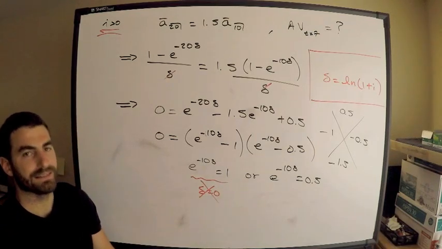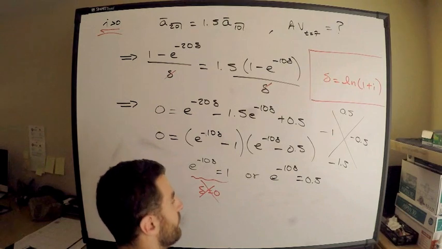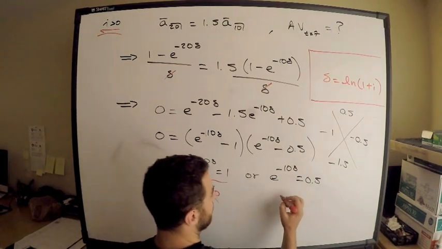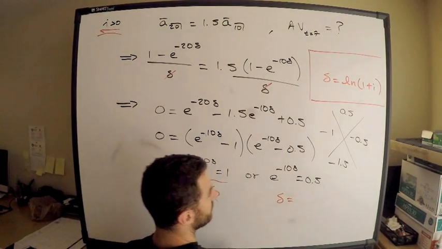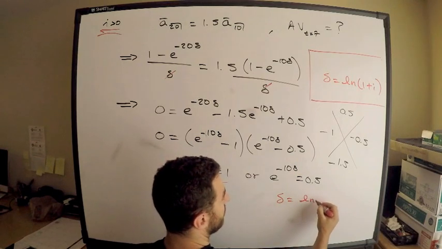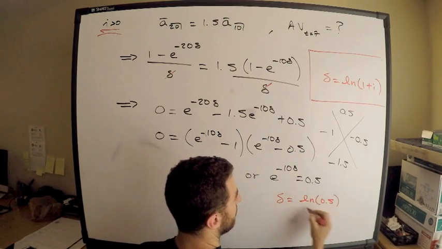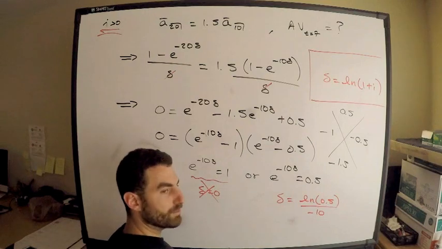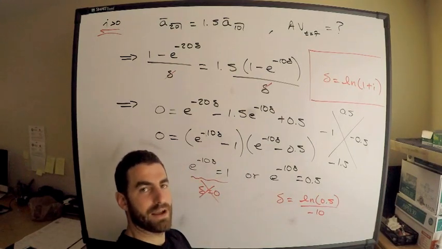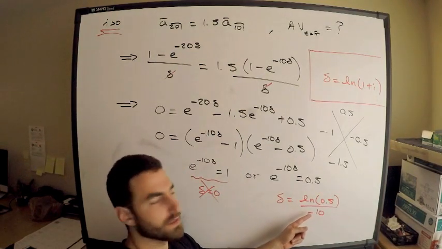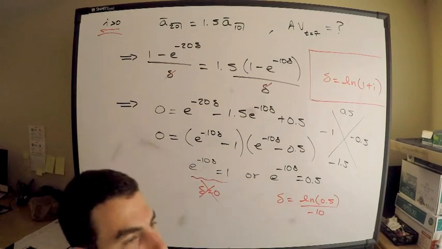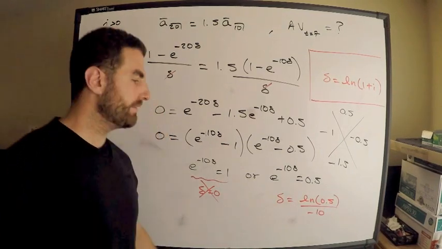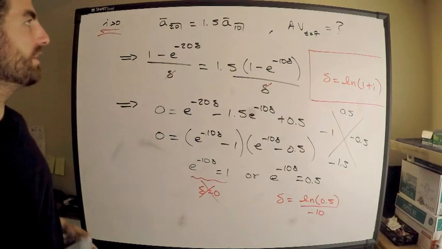And over here, let's isolate delta by taking the natural log. This tells me that delta is equal to ln of 0.5 divided by negative 10. That's what we want. And don't be afraid, this is a positive number. Because remember, ln of a number between 0 and 1 is negative, and negative over negative is positive. So we're good to go there.